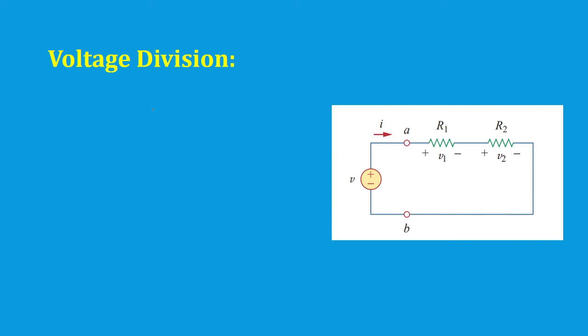The voltage division rule applies when two resistors are connected in series. Why am I saying they are in series? Because they are sharing only one node. The resistors R1 and R2 are sharing one node. If you apply KVL here, between node A, B, and this is also, let's say, some C node, I can simply write minus V plus V1 plus V2 is equal to 0. So V is equal to V1 plus V2.